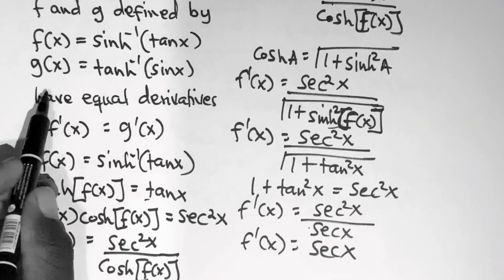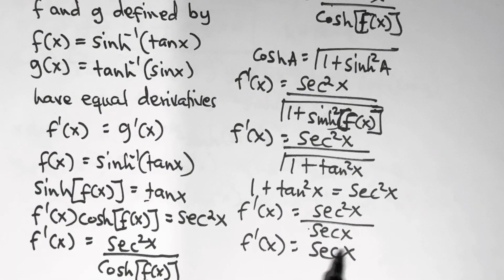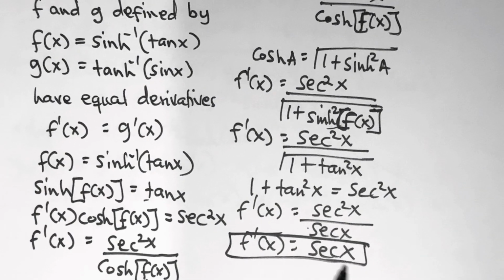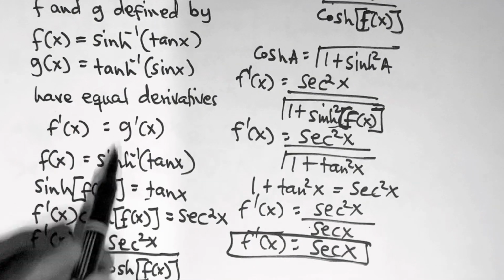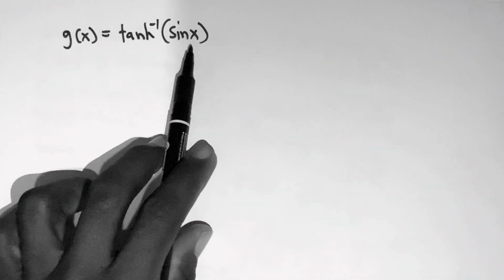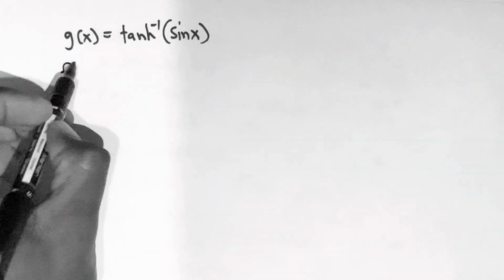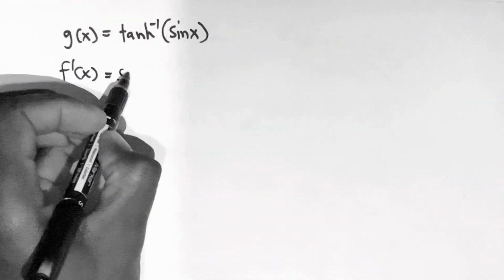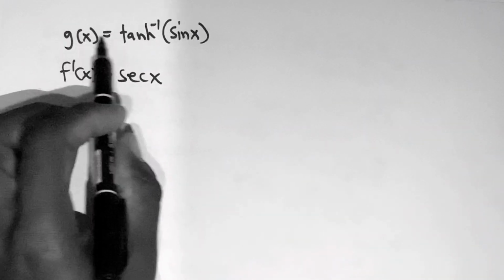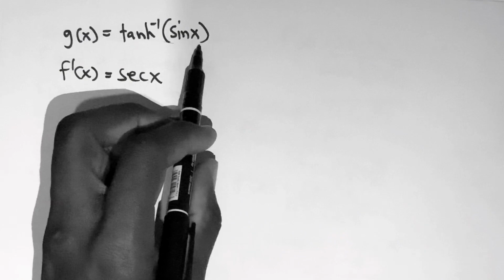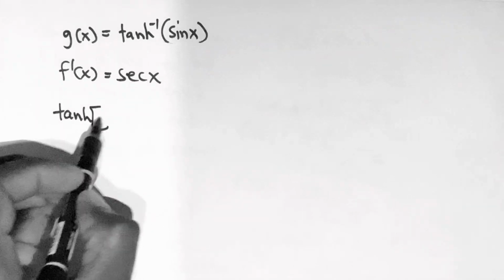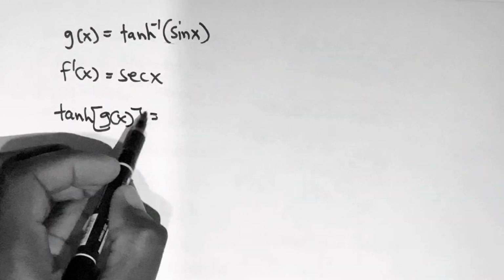So we have been able to find f prime of x. Let's find g prime of x. If we are also able to get g prime of x equal to sec x, then we know that the two functions have equal derivatives. We said that g of x is equal to hyperbolic tan inverse of sine x, and we were able to show that f prime of x is equal to sec x. So let's find g prime of x. If g of x is equal to hyperbolic tan inverse of sine x, it implies that hyperbolic tan of g of x is equal to sine x.